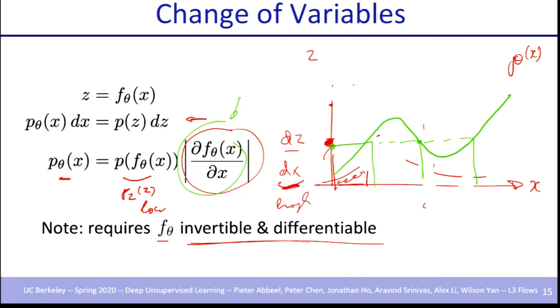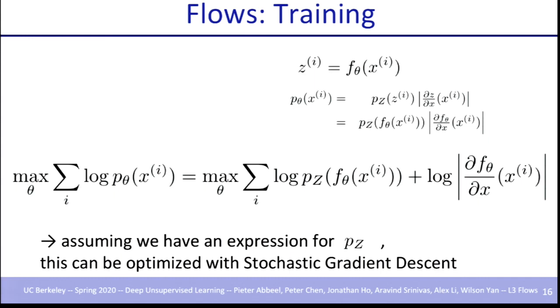Okay, so our objective is still max over theta, sum over i of log p_theta(x_i). We've now seen that z is a function f_theta of x_i. We've seen that we can find a correspondence between the densities based on the derivative of that function at the point where you're looking at the correspondence between densities.